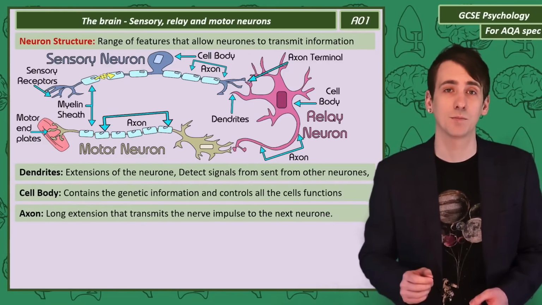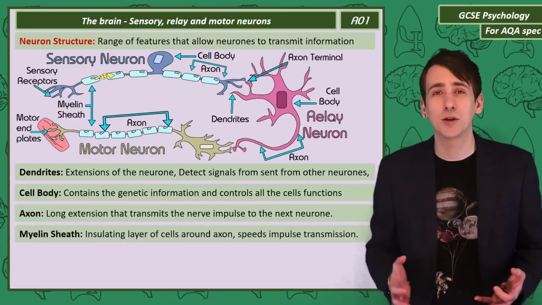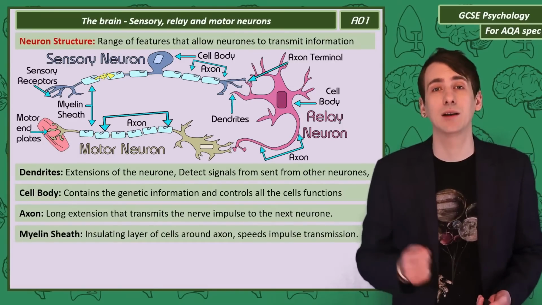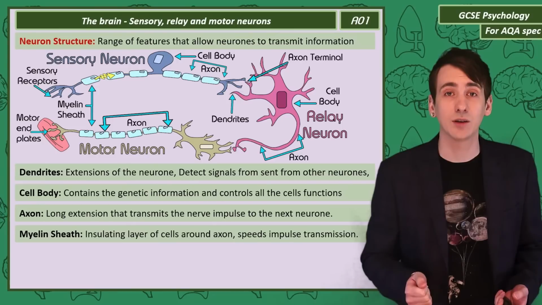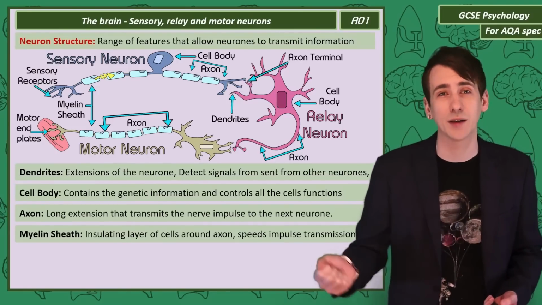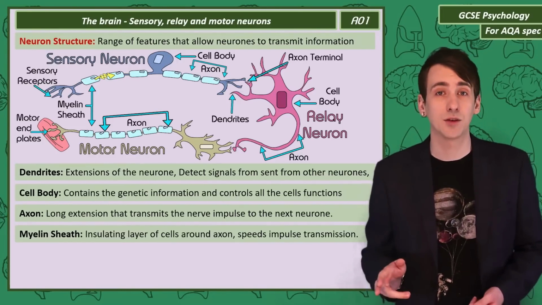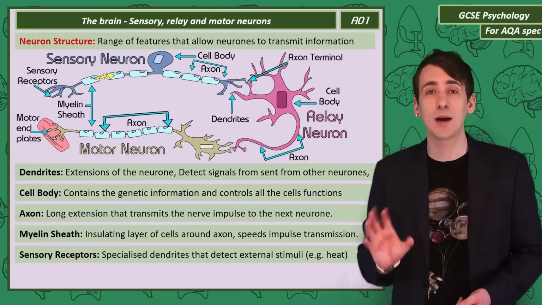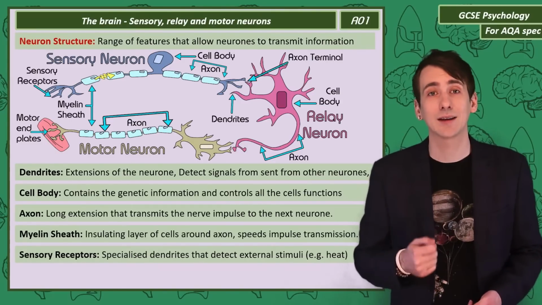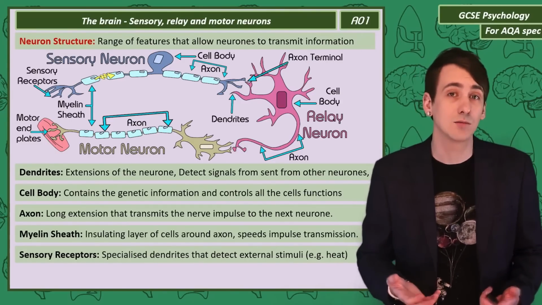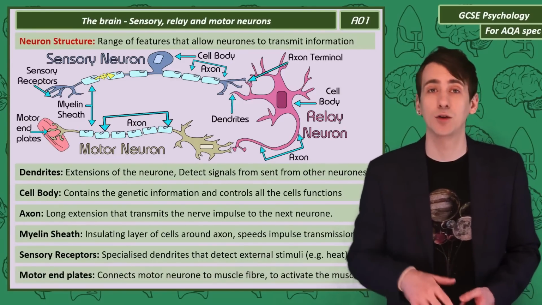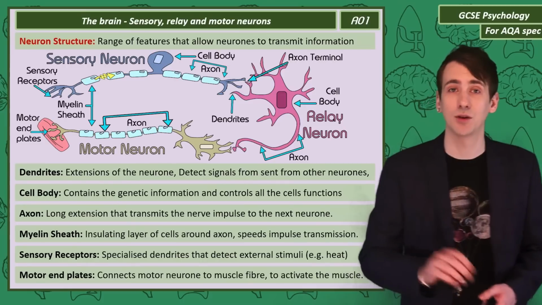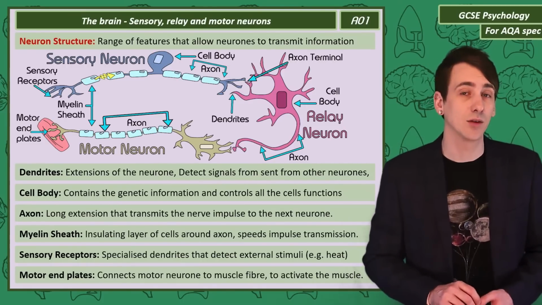The axon is a long extension of the nerve cell that allows it to pass messages on to the other nerve cells. Axons are often, but not always, covered in a myelin sheath. This works as insulation, making the electrical signal or nerve impulse travel faster. Sensory receptors on a sensory neuron are specialized dendrites that detect external stimuli like heat, taste, or light. Motor end plates are at the end of motor neurons, attaching them to the muscle fibers, used to activate muscles.